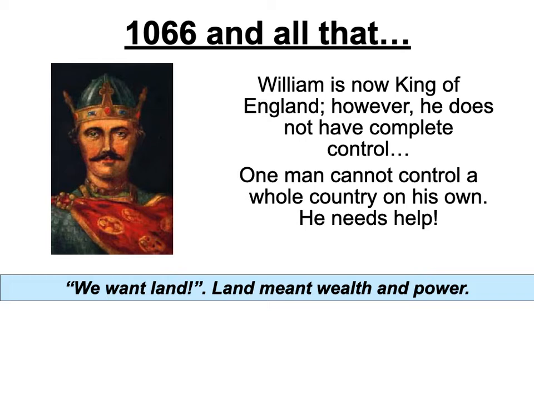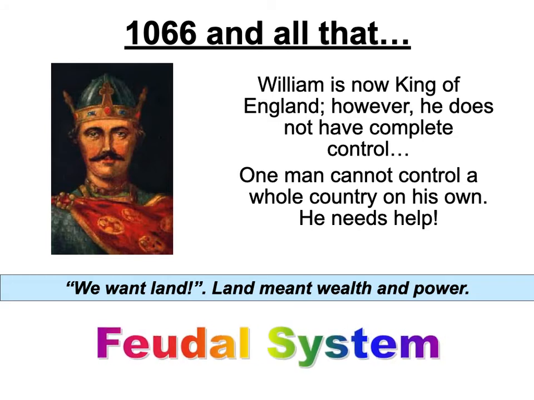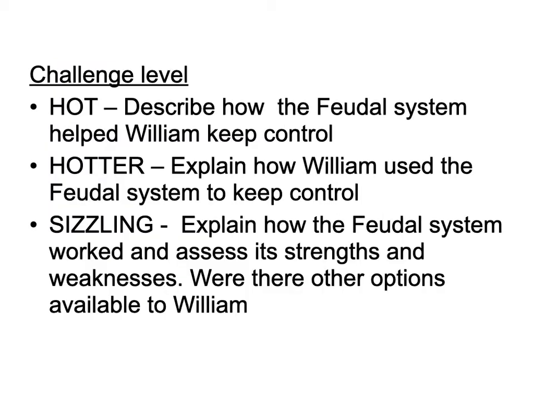Now William, we know, is a clever man. And he knew that the key to holding on to power is holding on to land. We want land! Because land meant wealth and power. Today we're going to see how he used this land in order to hold on to England. Now he used a system called the Feudal System, which is what we're going to be looking at today. So hopefully by the end of this lesson you'll know what the Feudal System was and how it helped William keep control of England.